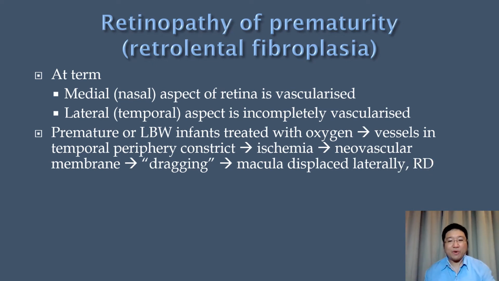So this is an example of oxygen toxicity. Too much oxygen results in vasoconstriction and ischemia. So we need to be careful. We need to be careful when oxygen is given to the preemies.